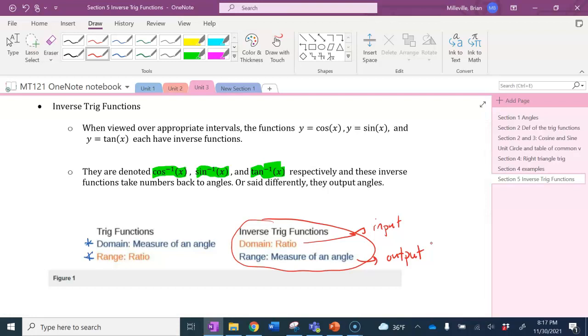You might also see in other videos or references these functions referred to as arc cosine, arc sine, or arc tangent. That's different language for inverse cosine, inverse sine, or inverse tangent. I've got some of the main points on the next page. I'm going to look at that now, and then we're going to start to work with these functions.